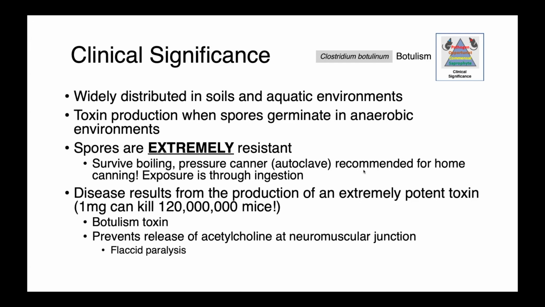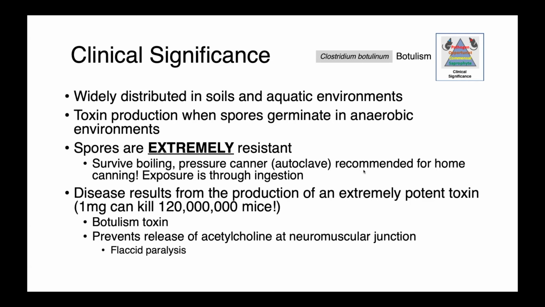The disease results from this extremely potent toxin, botulinum toxin. One milligram is estimated to be able to kill 120 million mice. And the way that this toxin works is by preventing the release of acetylcholine at the neuromuscular junction. And so you prevent signal transduction and you get flaccid paralysis of muscles.